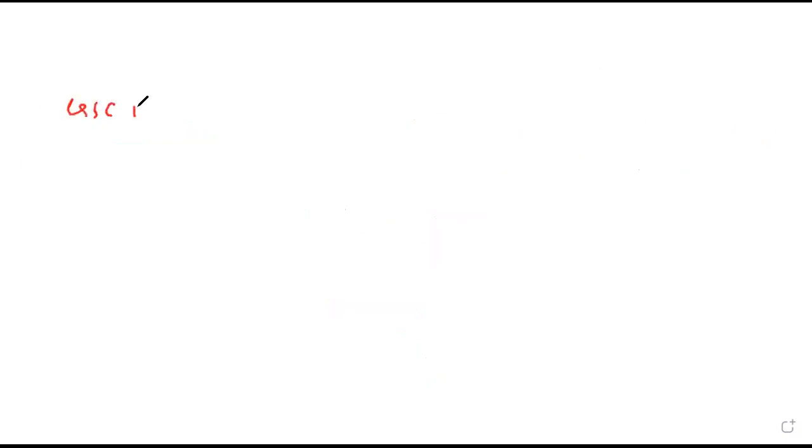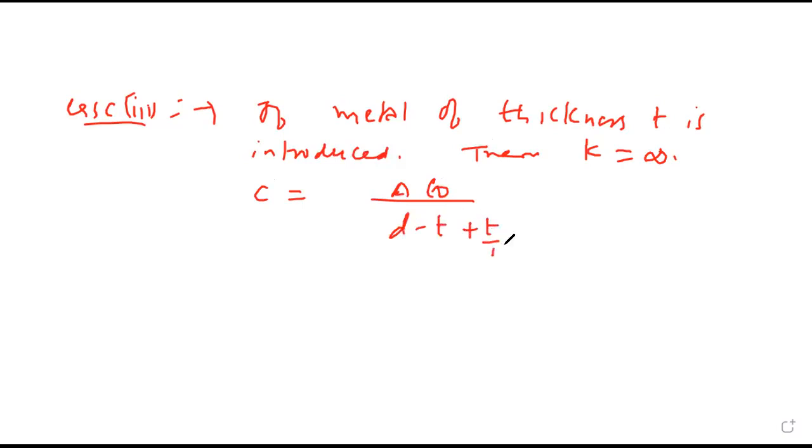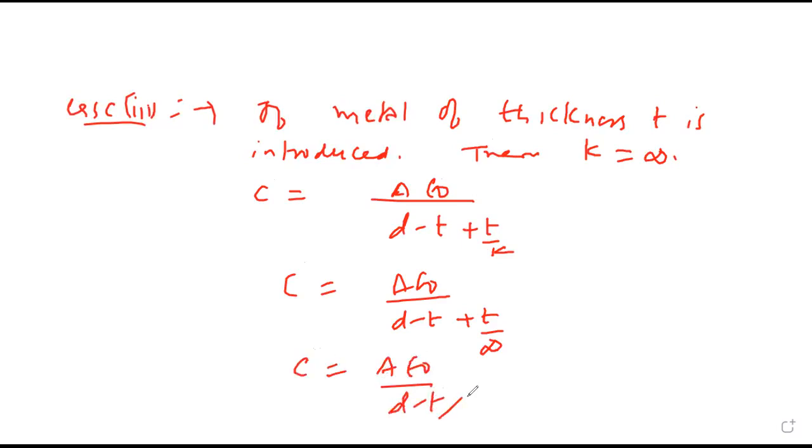Case 3. If a metal of thickness T is introduced, then K equals infinity. So C, which is A epsilon naught upon D minus T plus T upon K, will become A epsilon naught upon D minus T plus T upon infinity. So C will be A epsilon naught upon only D minus T. Right.